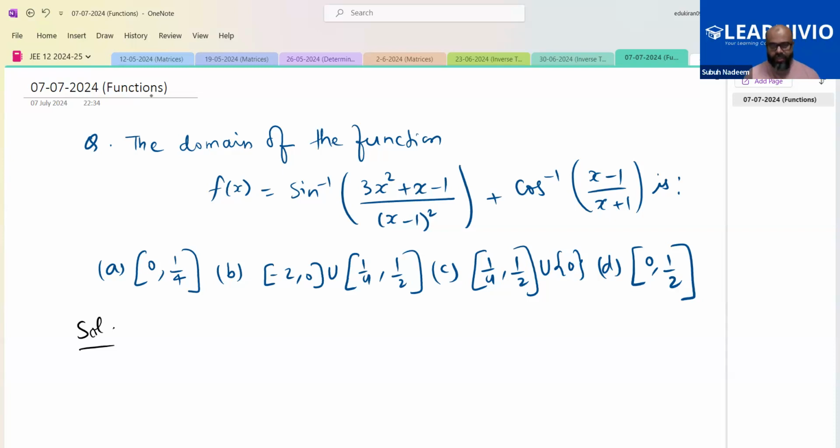We already know that sine inverse can take the values between minus 1 and 1. That we already know from the inverse trigonometric function. Similarly, cos inverse can take the value from minus 1 to 1. So you have to apply these conditions in the terms which are inside the sine inverse and cos inverse.